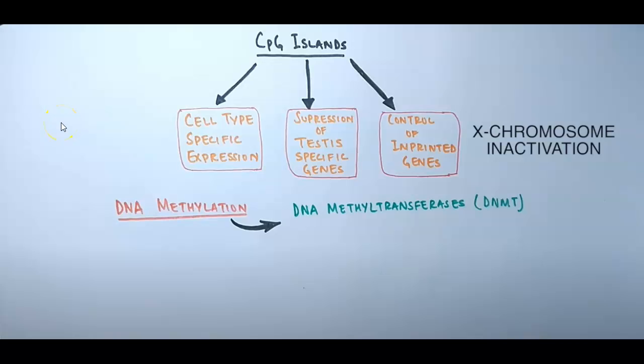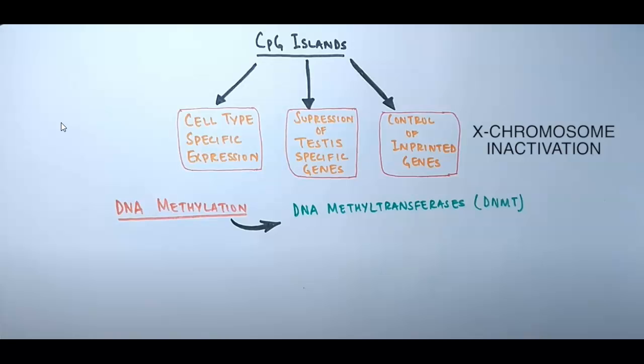So the islands have a role in many things. Cell type expression of specific cell types, which makes sense. Again, think about the idea that we have all the same DNA in a cell of our finger. We have exactly the same DNA in the cell of your finger as you do in a cell in your eyeball. But yet they're different cells. Why? Well, part of it has to do with suppressing and activating different genes to produce the different proteins.